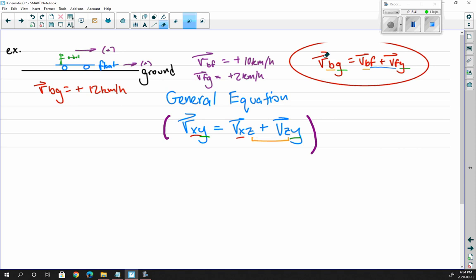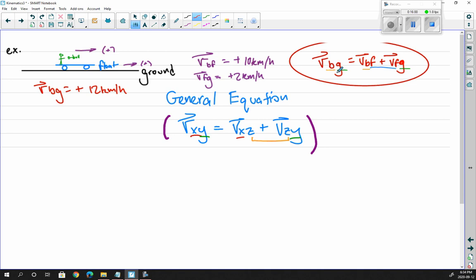So if I'm going to do this, I say the velocity of the ball with respect to the ground, ball first, ground last. Let me make that a better G. And I need a linking frame. In this case, the linking frame is the float.